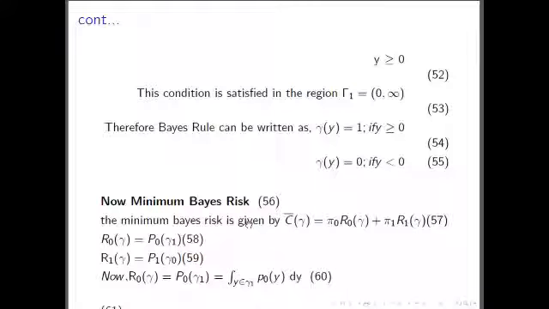Now let us calculate the minimum Bayes risk, which is calculated using the equation C bar of gamma is equal to pi naught into R naught of gamma plus pi 1 into R1 of gamma, where R naught of gamma is equal to P naught of gamma 1 and R1 of gamma is equal to P1 of gamma naught. Now how to find R naught of gamma? R naught of gamma is equal to P naught of gamma 1, which is equal to P naught of y integrated over the region gamma 1.